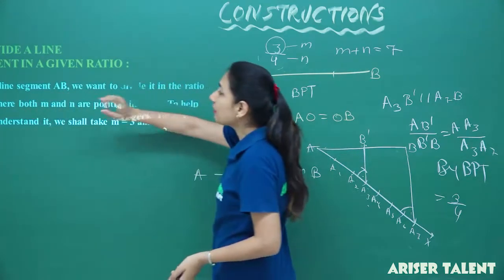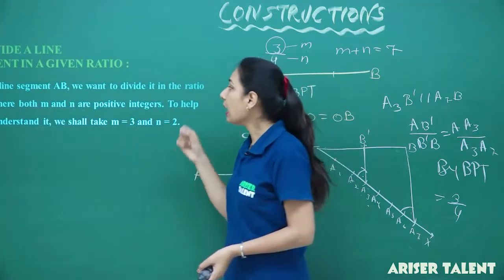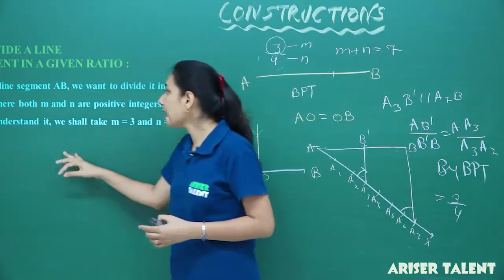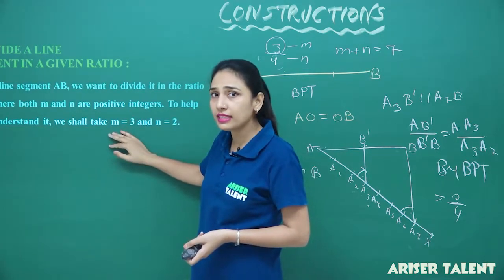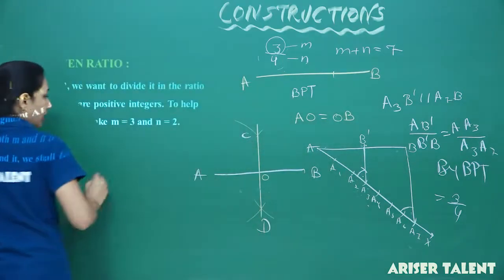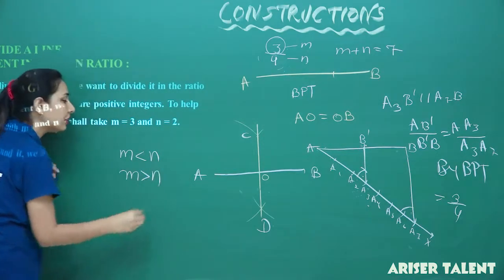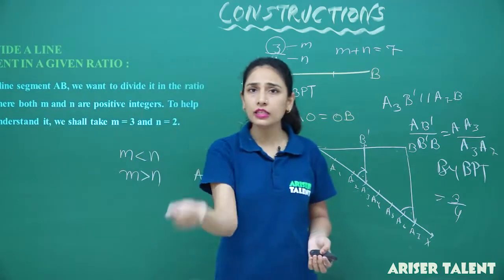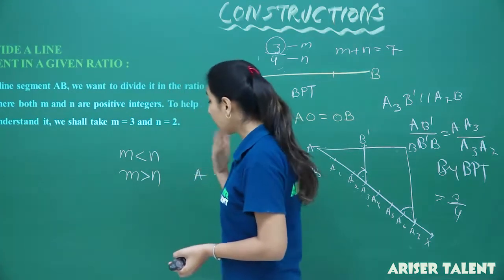Okay, so if a given line segment AB we want to divide in the ratio M:N, where both M and N are positive integers, to help you understand it, we shall take M equals 3 and N equals 2. In this particular example we are taking M equals 3 and N equals 2. Now we have both conditions, M can be greater than N or N can be greater than M. In both conditions, the procedure will be the same. There will be a little change in that, so you'll get to know that when we do it.